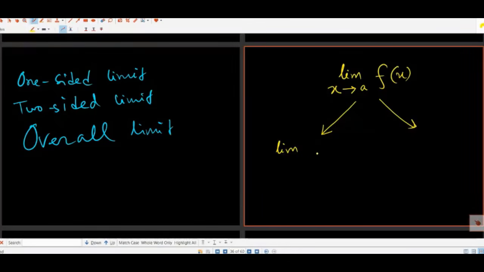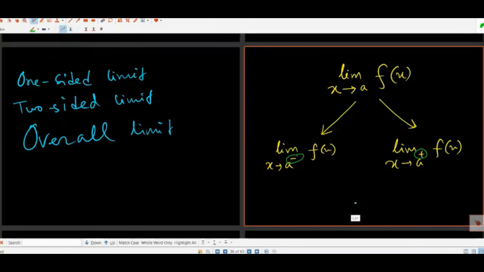Any limit can be subdivided into two categories, from the left and from the right. So limit x approaches a minus of f of x, limit x approaches a plus of f of x. Here you can see that I have written positive and negative. These are not powers. These are acting as superscripts. So here positive and negative are just denoting the directions.